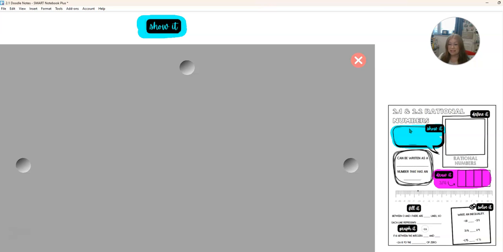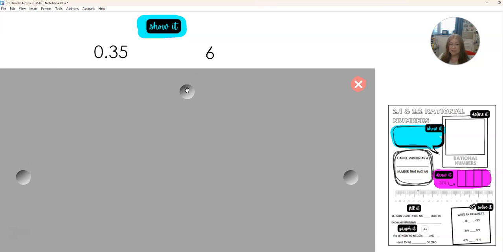So let's talk about some examples of rational numbers. So 0.35, 35 hundredths. It's a decimal and it ends, okay? I could write that as a fraction as well. This equals 35 over 100. So here we have 6. That is an integer, but we could also write it as a fraction, 6 over 1. 6 divided by 1 is 6. So whole numbers can also be rational numbers.